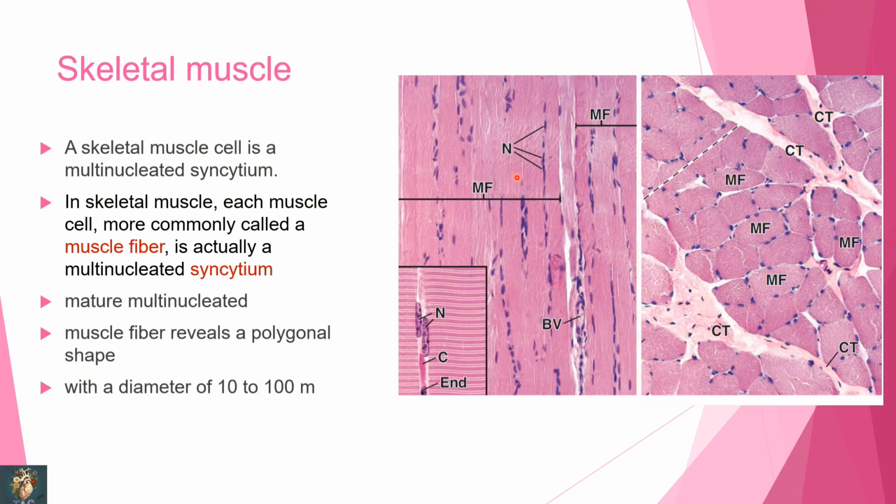So in this longitudinal section, you can see the nuclei present in a row just beneath the sarcolemma. This is the higher magnification of this muscle, in which you can easily see the striations. The nuclei are present just beneath the sarcolemma, in the space between the two myofibrils. You can see the capillary is also present, and also the endomysium over here. So these are mature multinucleated cells. The muscle fibers reveal a polygonal shape with a diameter of 10 to 100 micrometers.